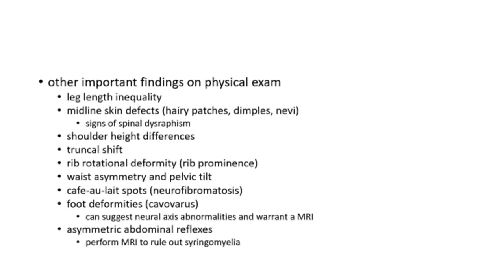Cafe au lait patches, for fear of neurofibromatosis. Foot deformities, because they are common and suggest neural axis abnormality. And asymmetrical abdominal reflexes, because then you need an MRI to rule out syringomyelia.